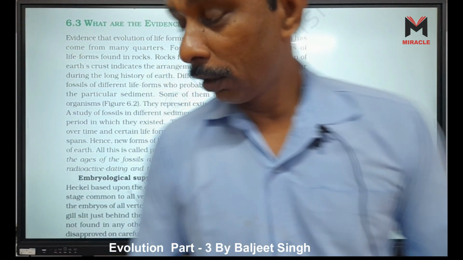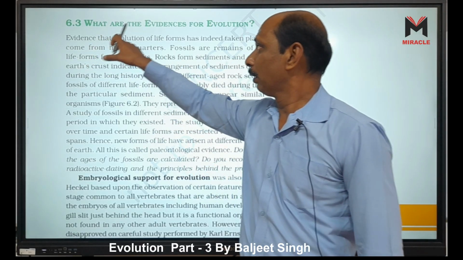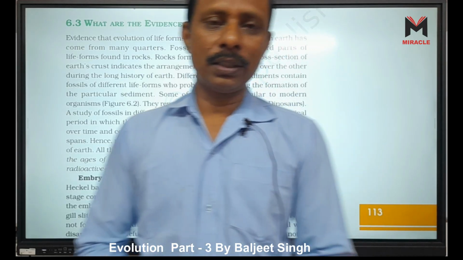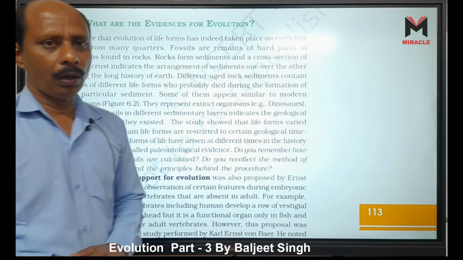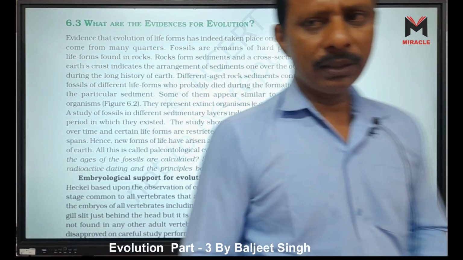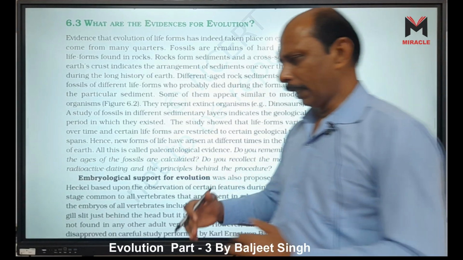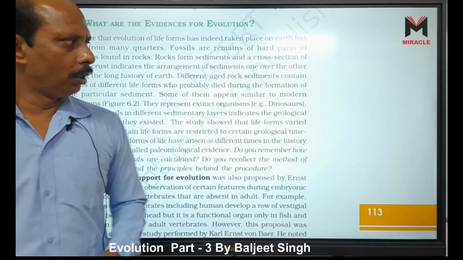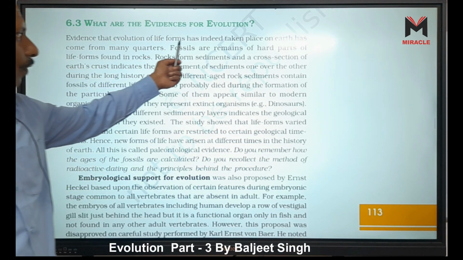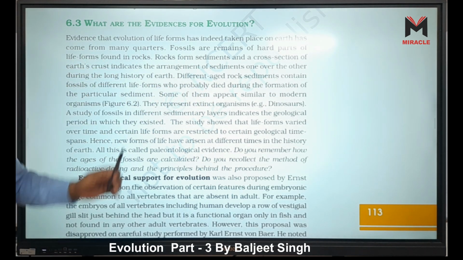Hello students, today we are going to learn about the evidences for evolution. What are the evidences through which we understand how a human has evolved, or how evolution occurs? When we consider evidences, they are proof for the gradual differentiation in the history of life. Evidences that evolution of life forms had indeed taken place on Earth have come from many quarters.